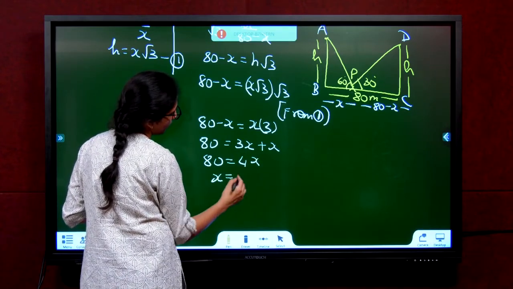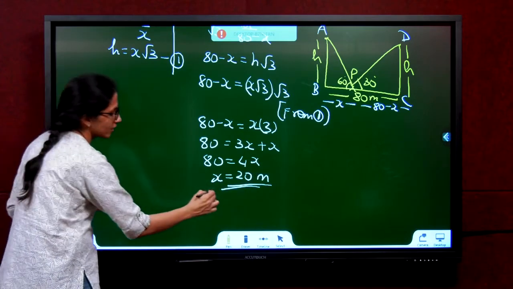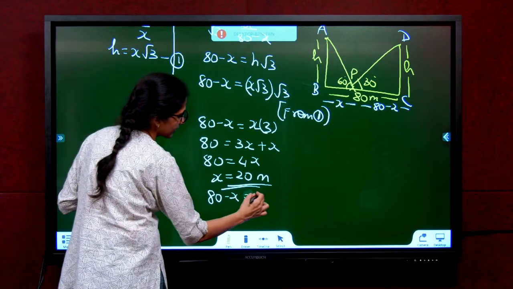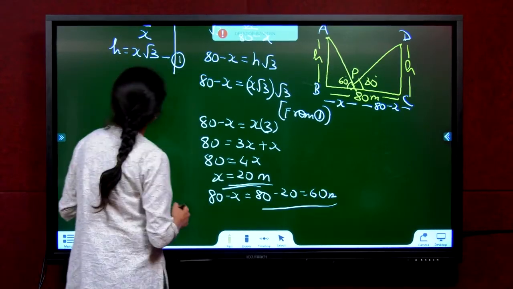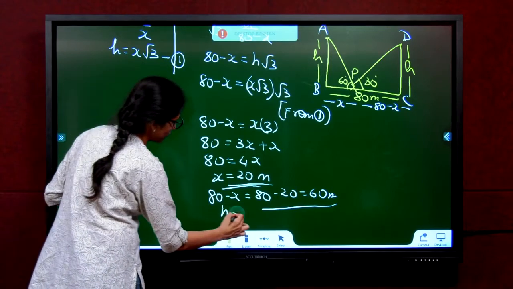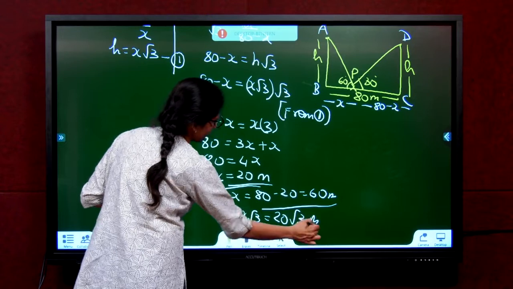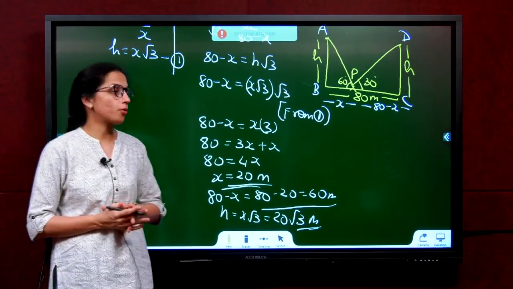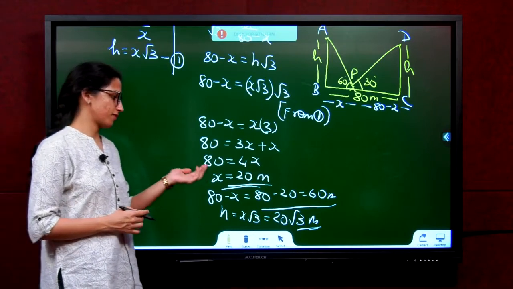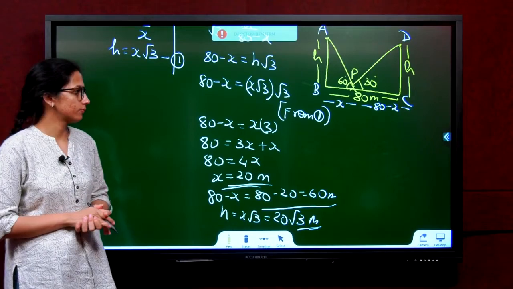x is equal to 20 meters. 80 minus x is equal to 80 minus 20 equal to 60 meters. Then you need h. h is equal to x root 3. That's 20 root 3 meters. Therefore, the height of the poles are 20 root 3 meters each and the point is 20 meters away from the first pole and 60 meters away from the other pole.